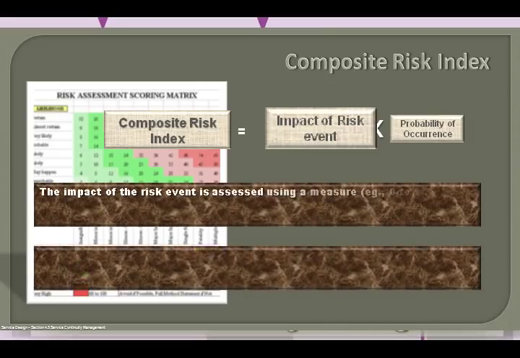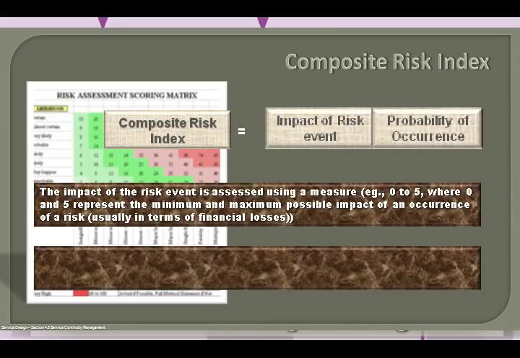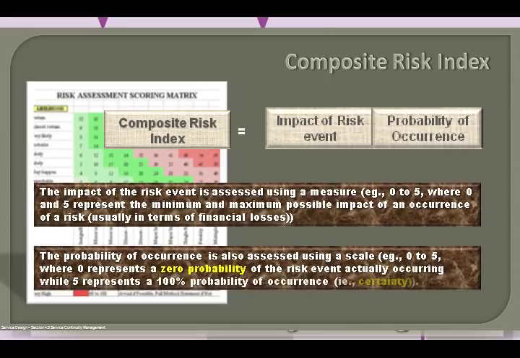The impact of the risk event is assessed using a scale such as 0 to 5 or extremely high to low, where 0 or low represents the minimum and 5 or high denotes the maximum possible impact of an occurrence, usually in terms of financial losses. The probability of occurrence is likewise assessed on a scale of 0 to 5 or extremely high to low, where 0 or low represents the zero probability of the event actually occurring, while 5 or extremely high represents 100% probability of occurrence, i.e. certainty.